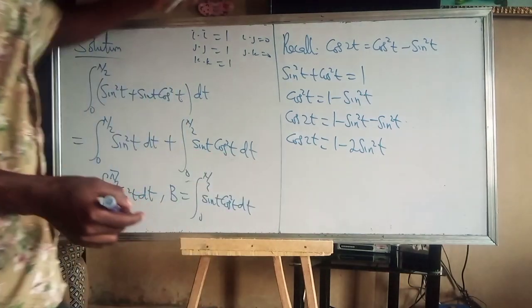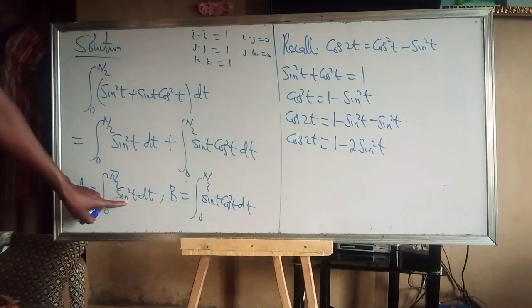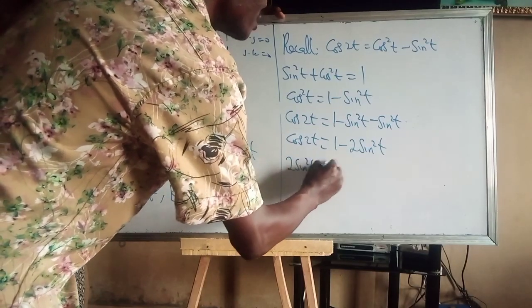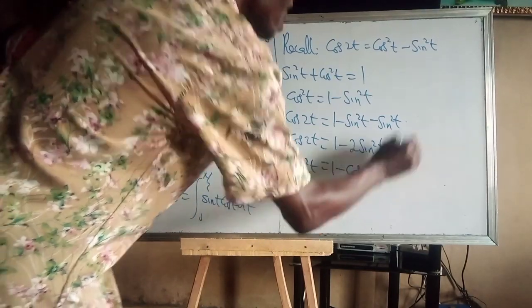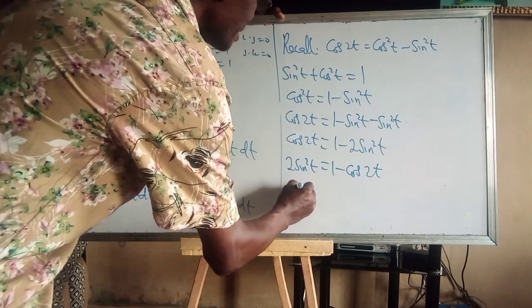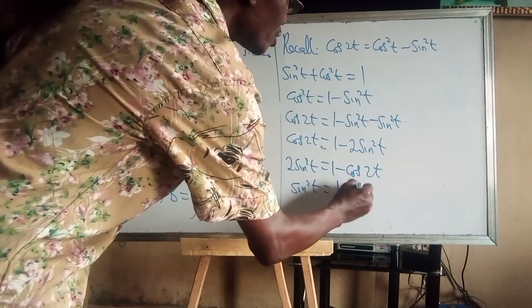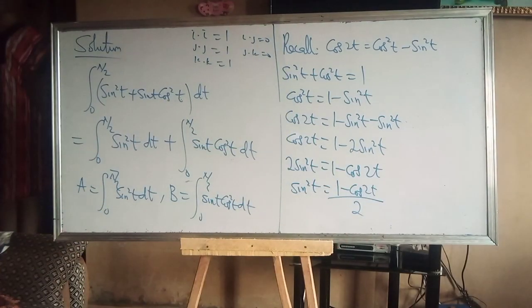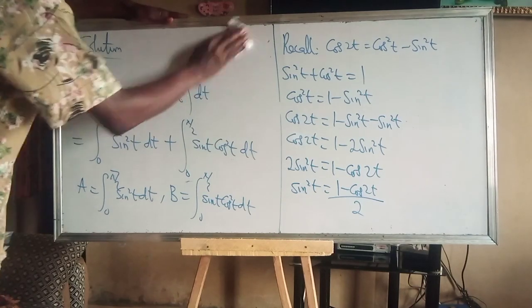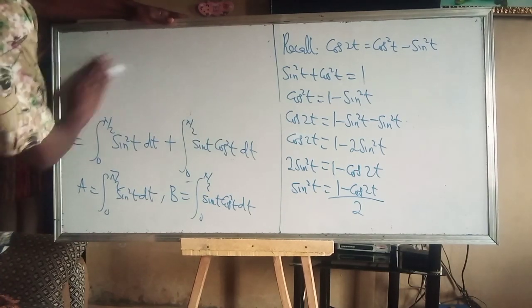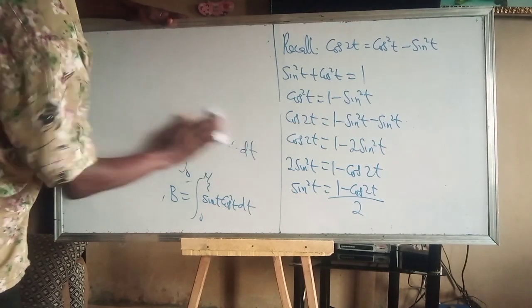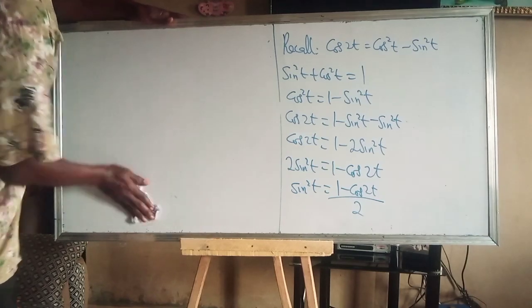So our target here is to replace this sine square t. So you can bring it here and say 2 sine square t is equal to 1 minus cos 2t, which implies sine square t will be 1 minus cos 2t all over 2. So now we can replace this integrand, sine square t, by 1 minus cos 2t all over 2.